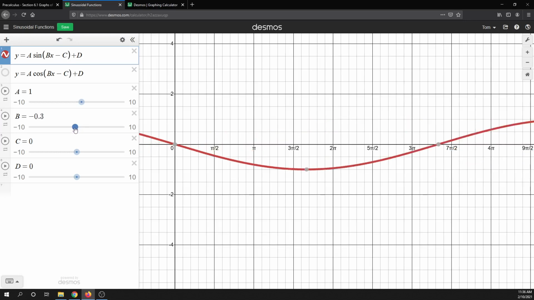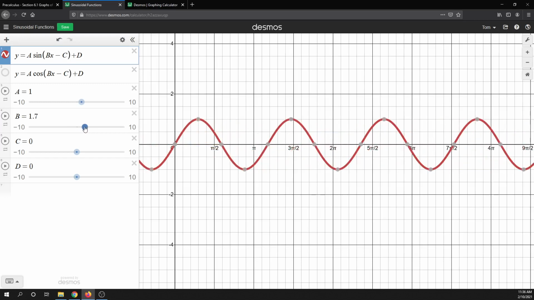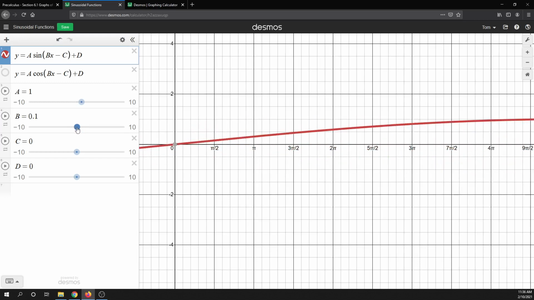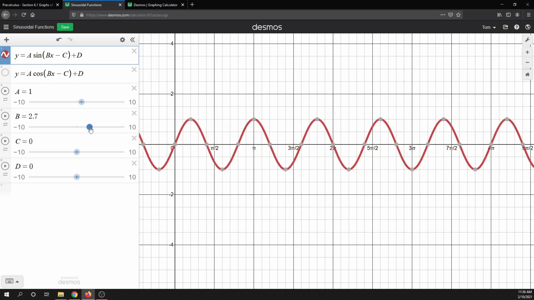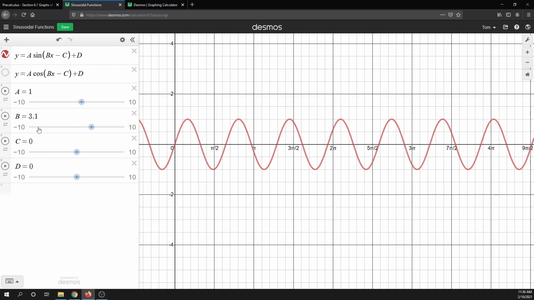We require b not to be 0, because if it's 0, then it's not a sinusoidal function anymore. It's just y equals 0, which is a straight line. Okay. So that is what's going to determine the period, the value of this b right here.